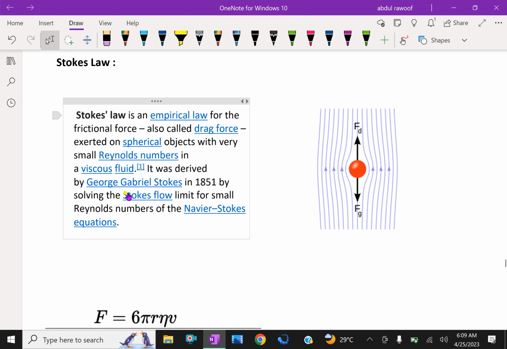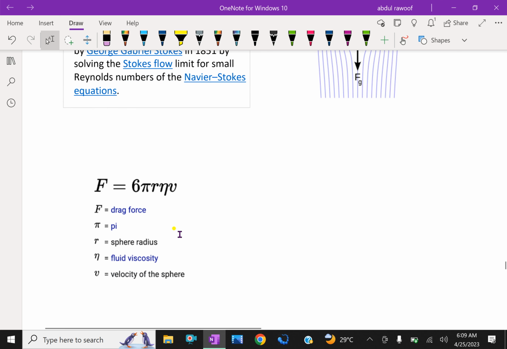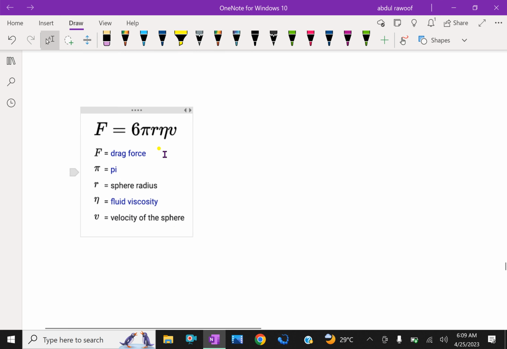It was derived by George Gabriel Stokes in 1851 by solving the Stokes flow limit for small Reynolds number of the Navier-Stokes equations. From Stokes' law, the force is equal to 6 pi r eta v, where F is the drag force, r is the radius in meters, eta is the fluid viscosity, and v is the velocity of the sphere.